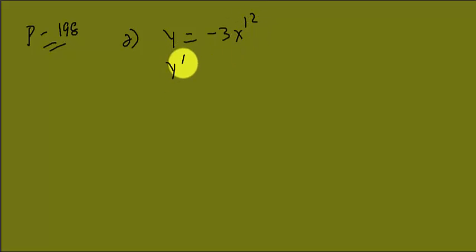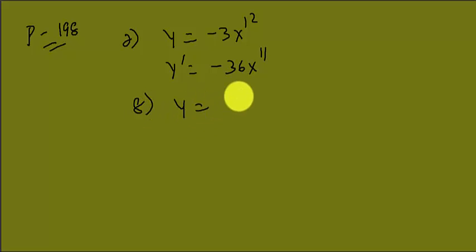Let's go to, I'm on page 198. Okay, problem number 2. Y is equal to negative 3x to the 12th, so y prime is negative 36x to the 11th. Done. Okay, let's take a look at 8.